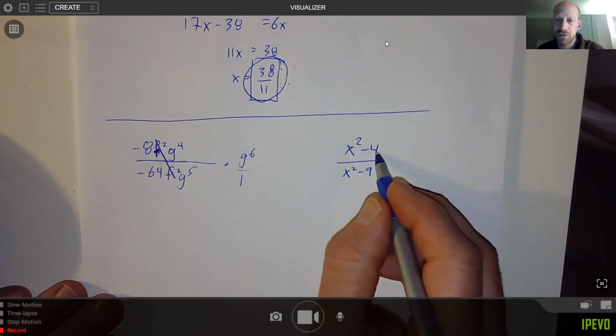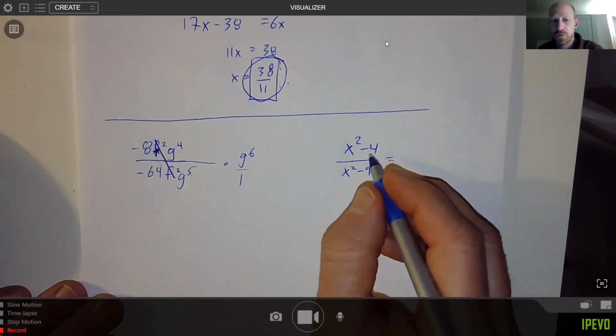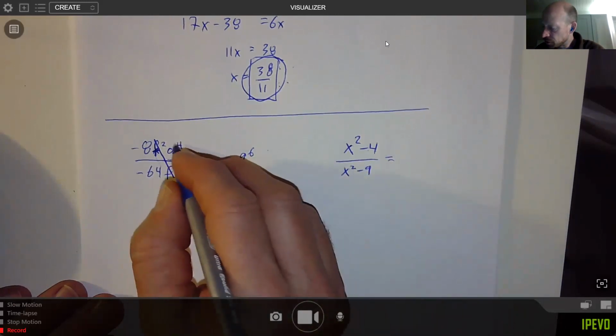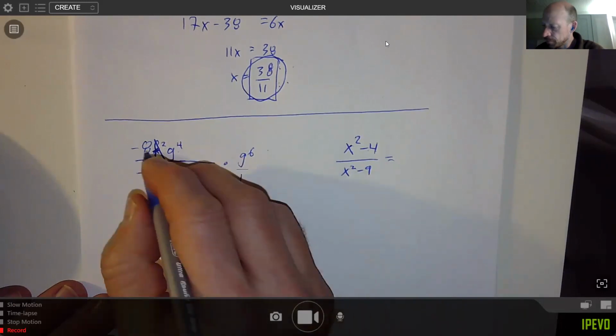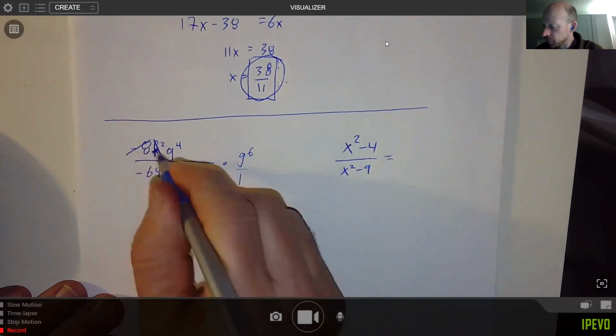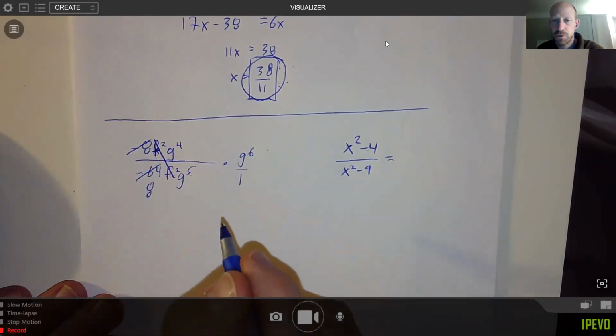It's not a factor of x squared, right? Not x squared times something, but x squared minus something. So this is a different kind of problem. This one I can really divide or simplify these pieces directly. So the -8 and the -64, I can cancel an 8 from both of those, or a -8 from both of those.